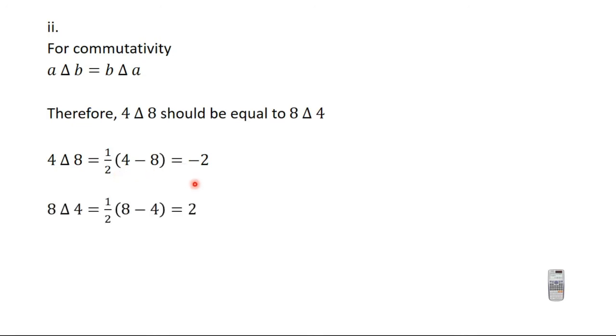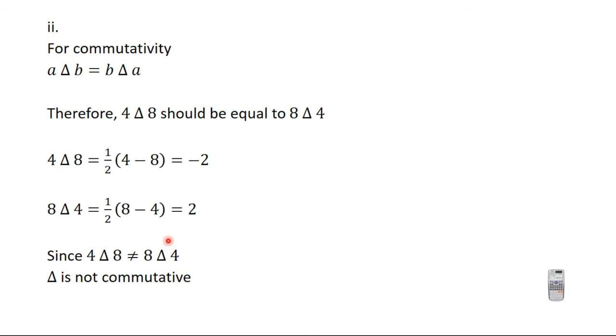Now, let's look at 8 delta 4. 8 delta 4 is giving us 2. So while 4 delta 8 is giving us negative 2, 8 delta 4 is giving us 2. And we know that negative 2 is not equal to 2. So since 4 delta 8 is not equal to 8 delta 4, we say that delta is not commutative.